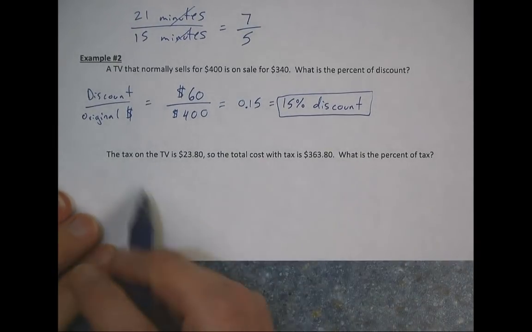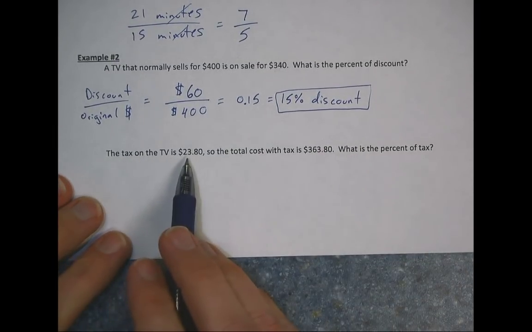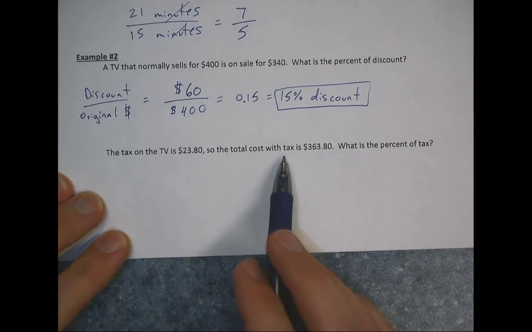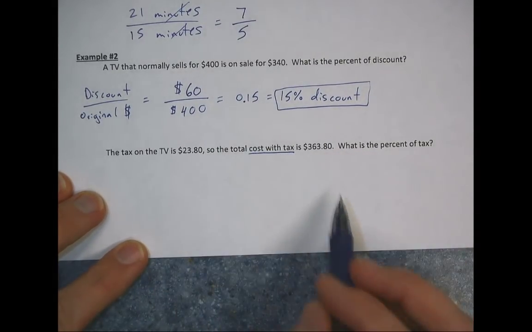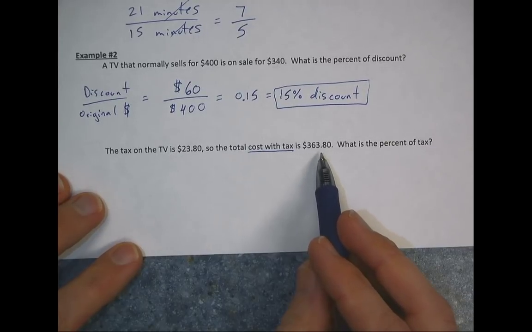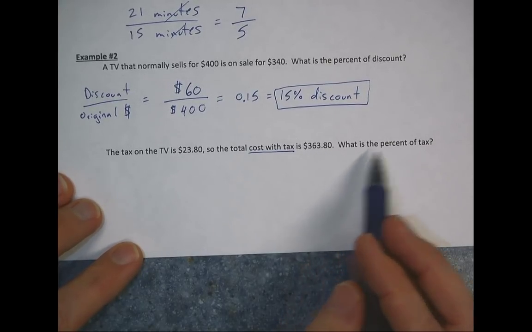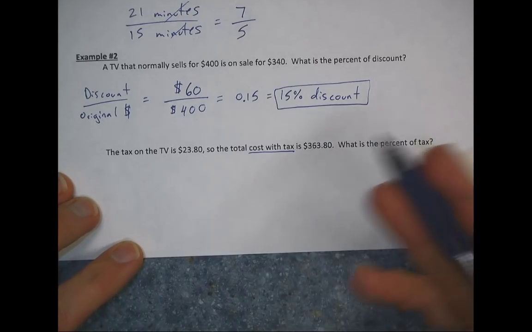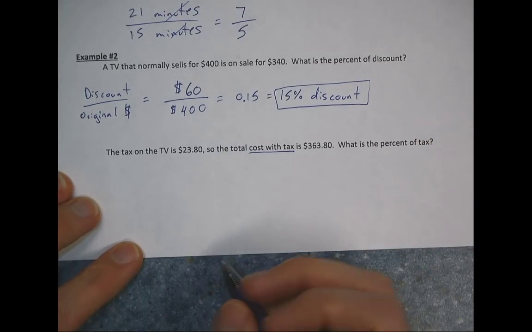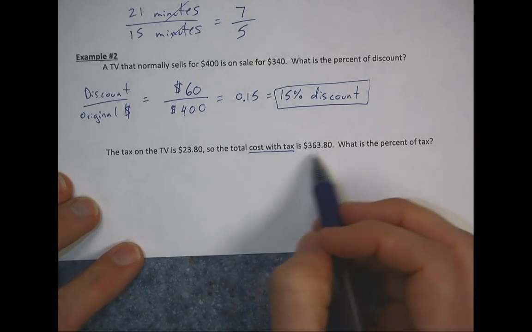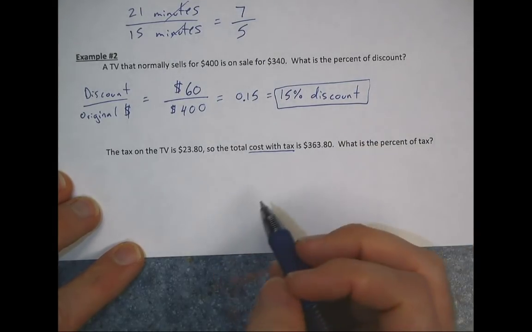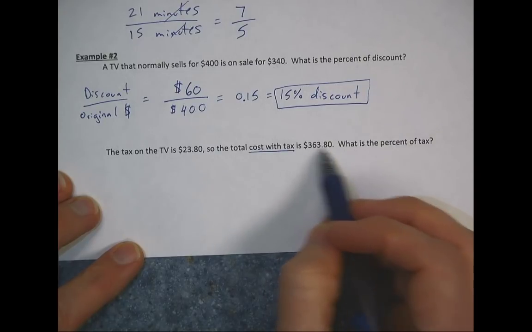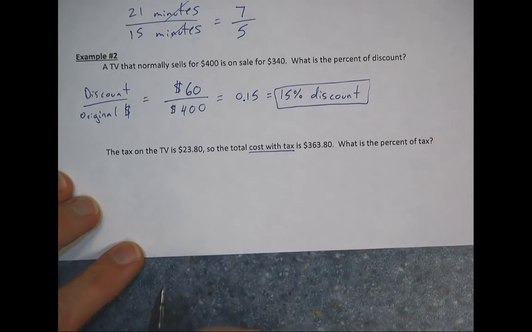Tax is very similar here. So it says the tax on the TV is $23.80. The total cost with the tax is $363.80. What's the percent of tax? So when they figure tax, the amount of tax is based on the original price, right? Not the price after tax. That doesn't make sense. So the percent of tax is coming off the original price. This is not the original price, and that's why we need to be careful.